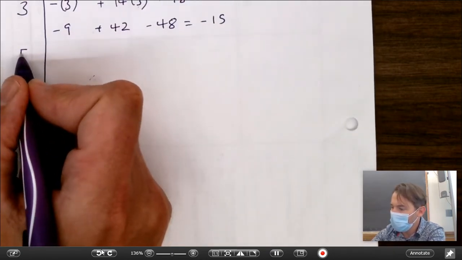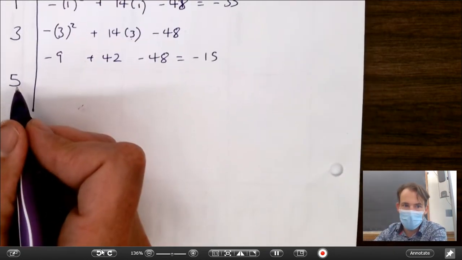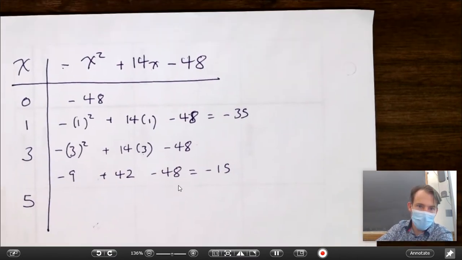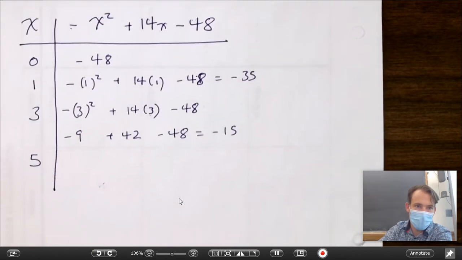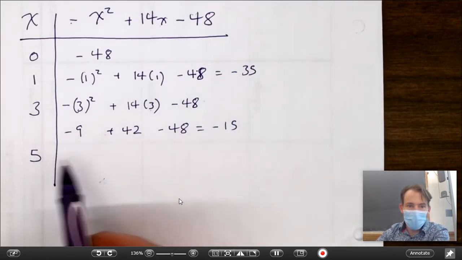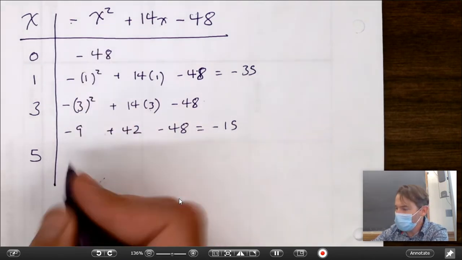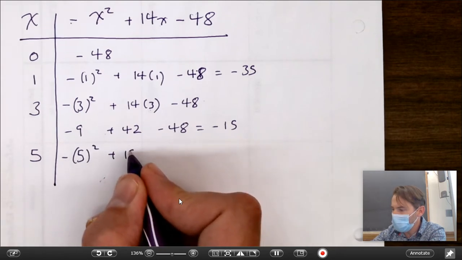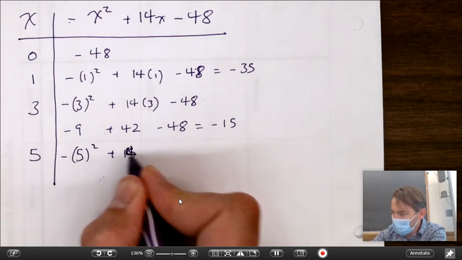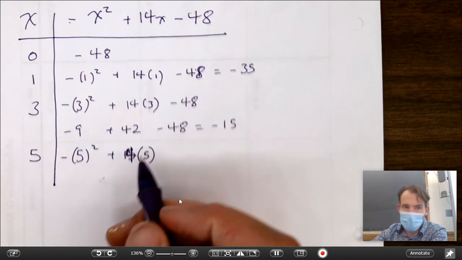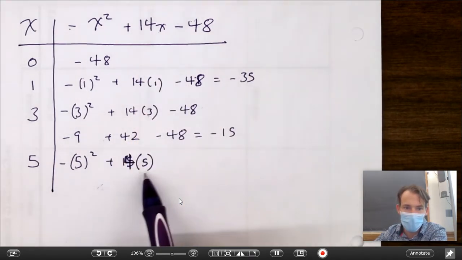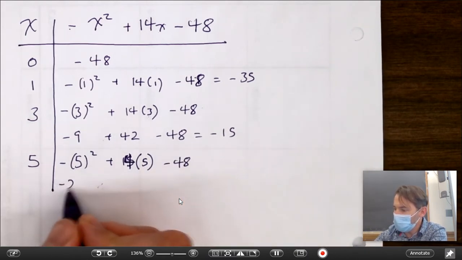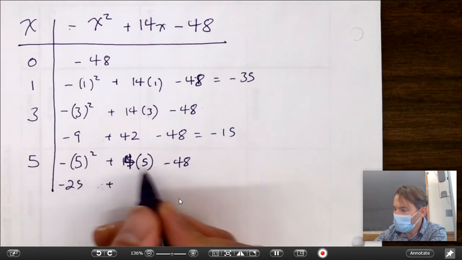So then I go down here, x is equal to 5. Let's try x equal to 5. So what are you trying to find here? Some points that I can graph. So here, this is 5, and then I can go over here: negative 5 squared plus 14 times 5, because this is 14 times x, so it's 14 times 5, minus 48, which is equal to negative 25 plus 14 times 5.